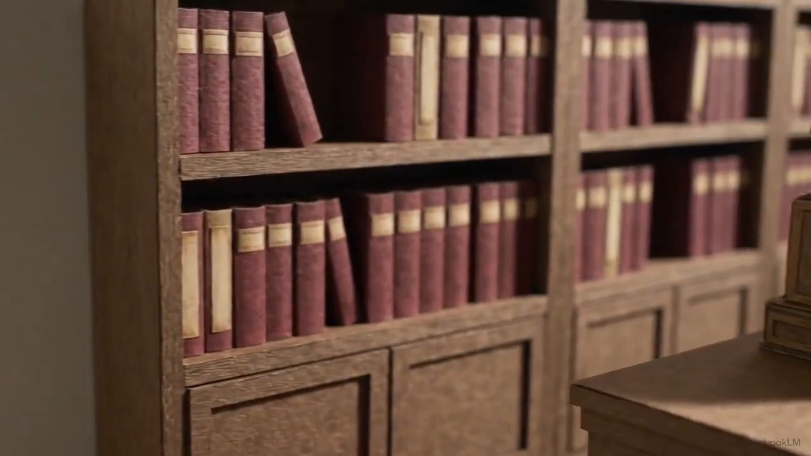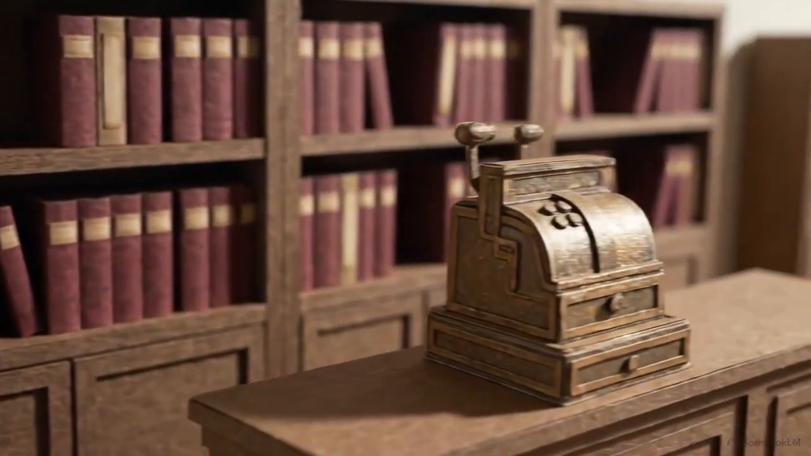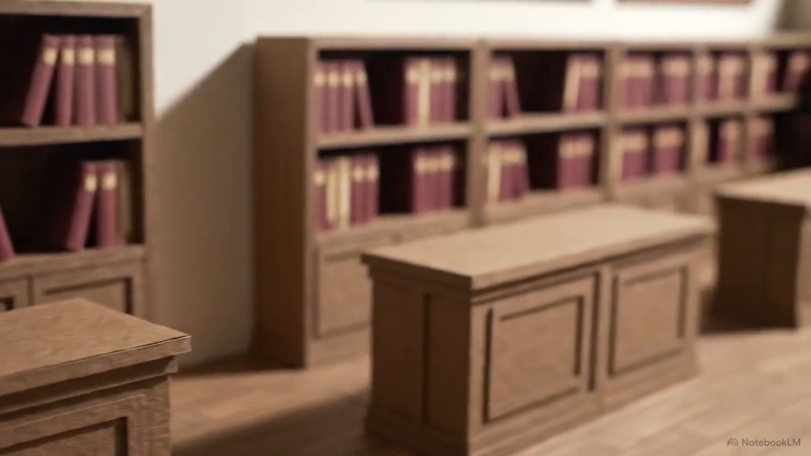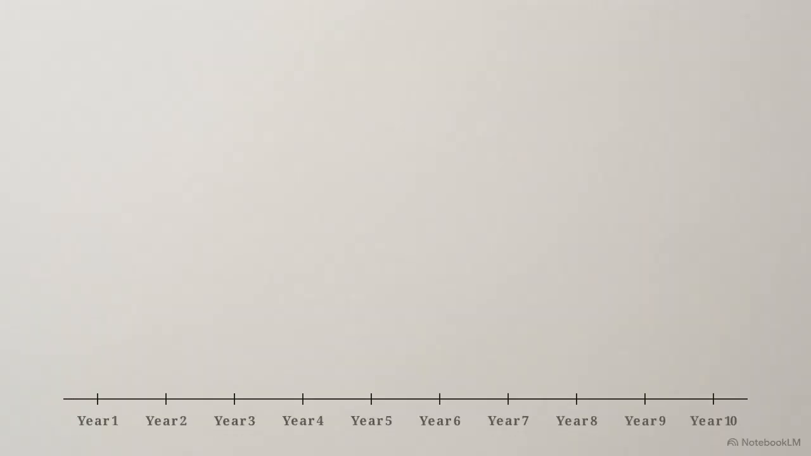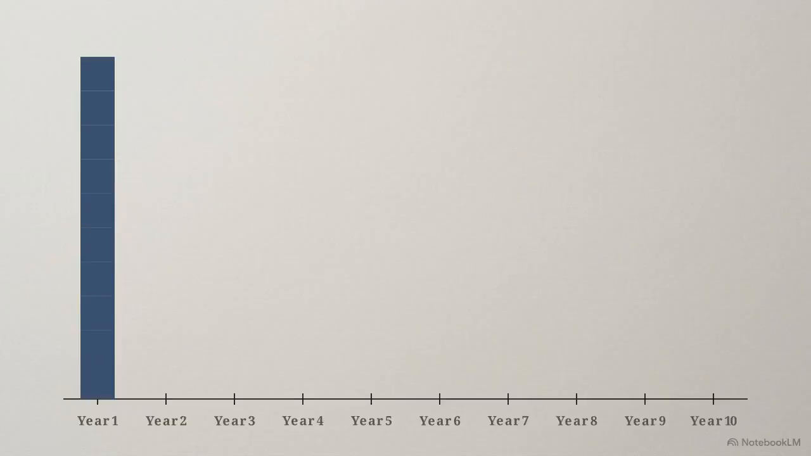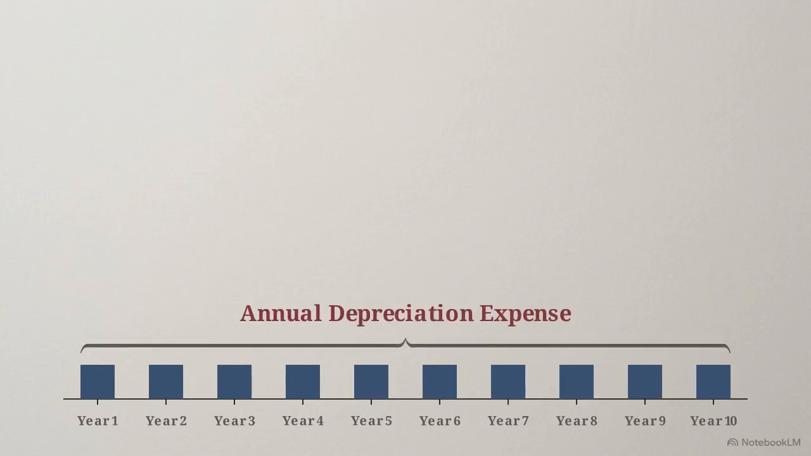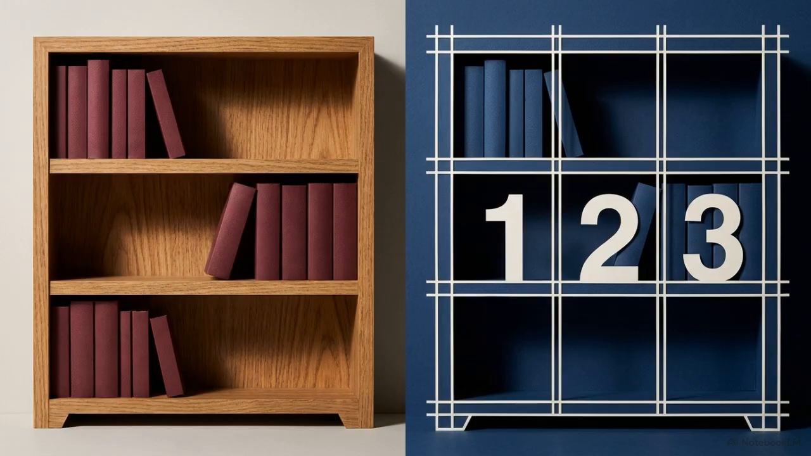Then there are the long-term items you use every day, like the heavy wooden bookshelves and the cash register. These are your fixed assets. Since a bookshelf might last for a decade, you don't count the entire cost on the day you buy it. Instead, you use depreciation to spread that cost out evenly over the many years you'll actually use it. These systems translate the physical reality of your bookstore into a standardized language, ensuring no asset or expense goes uncounted.